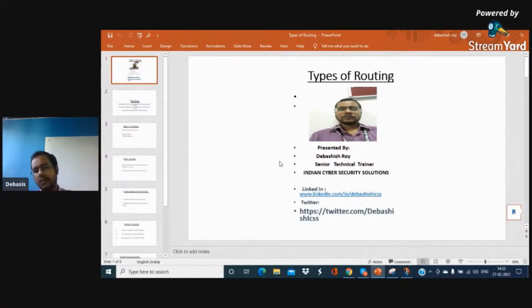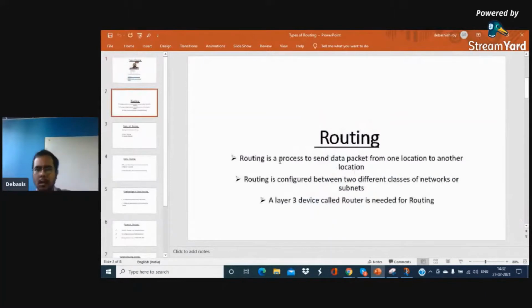Today, I'm going to discuss the types of routing. So let's start. First, I'll discuss what routing is all about.